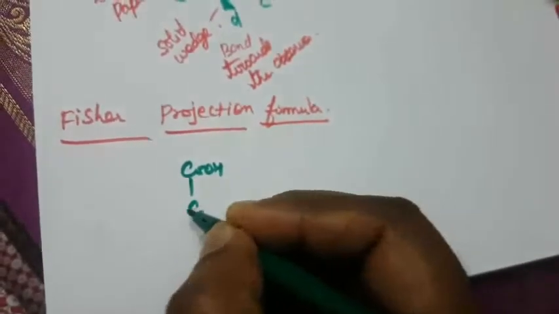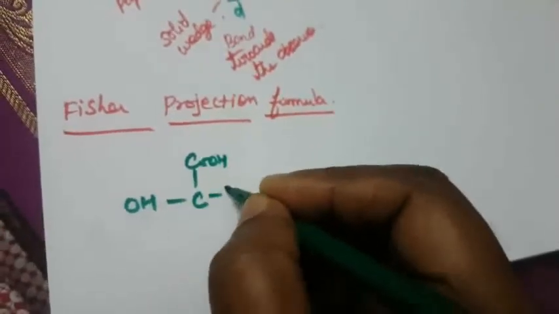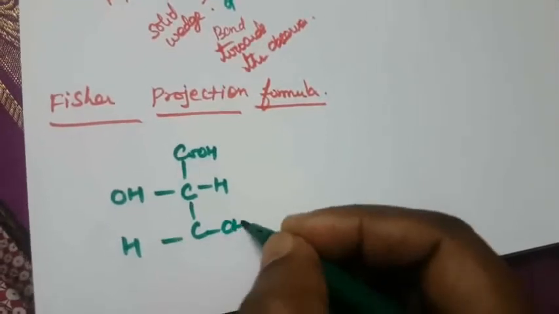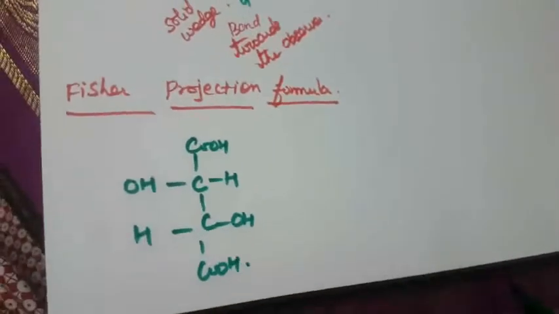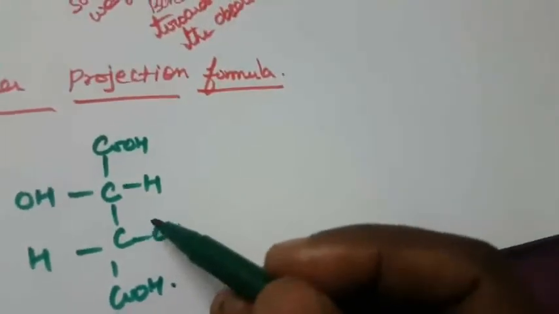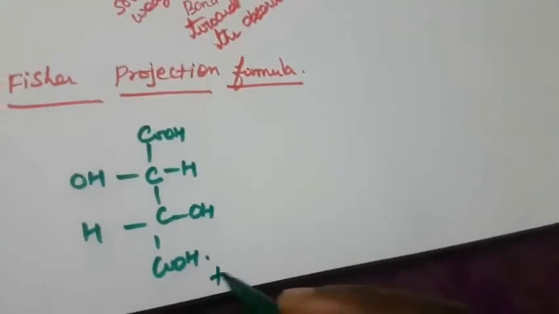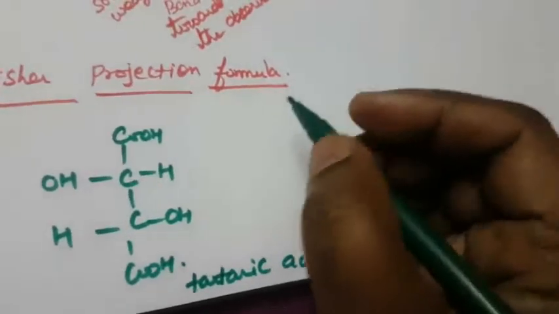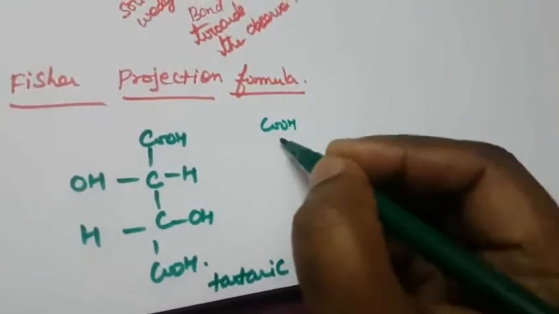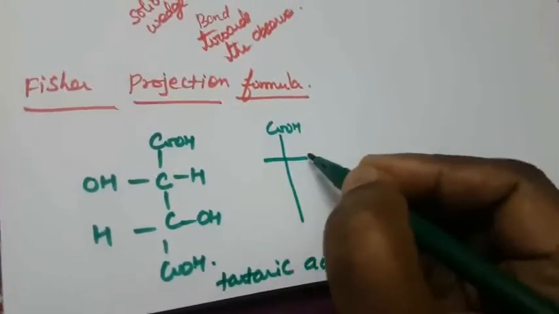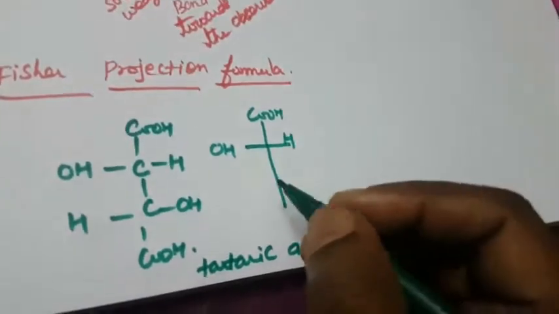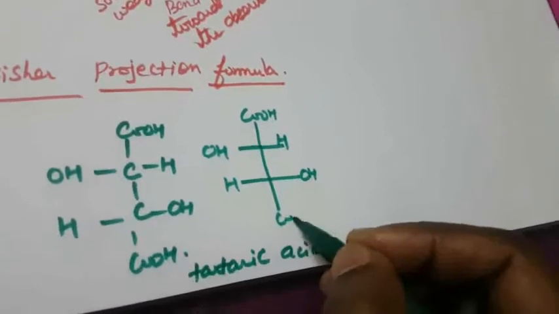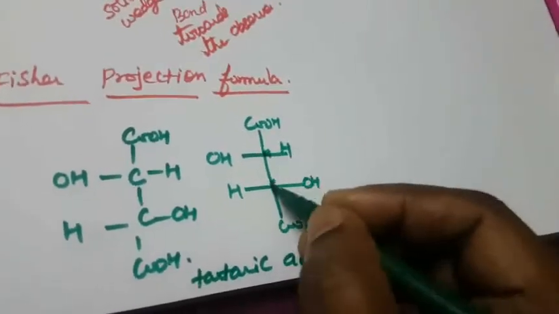COOH, CHOH, CHOH, COOH. Okay, so this is the one compound. What is the name of this compound? It is called tartaric acid. How is it represented? It is represented as COOH, here OH, H, then H, OH, and here COOH. So this is the bond line structure, right?